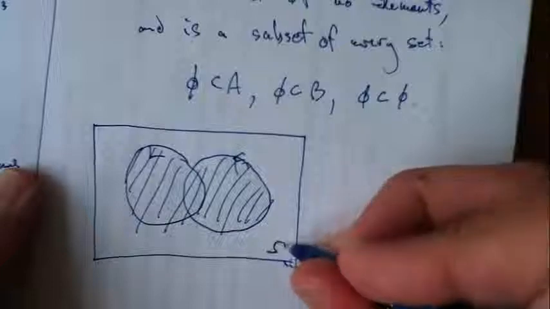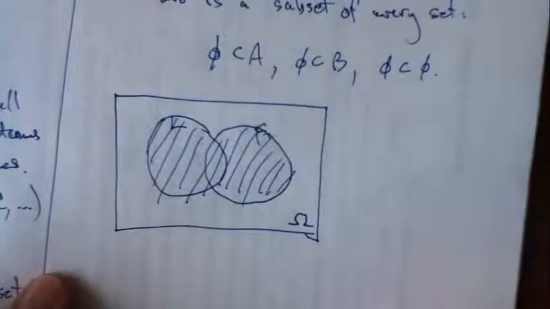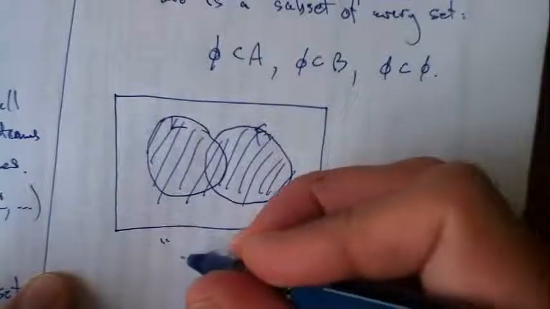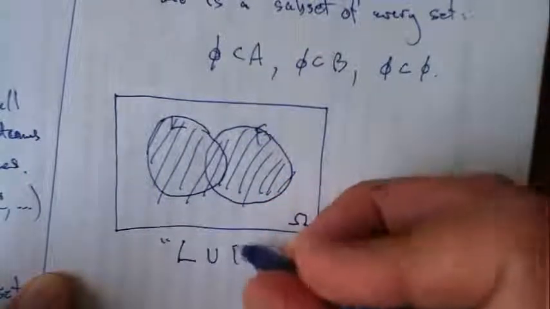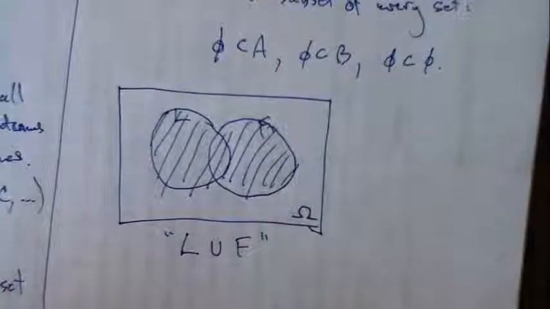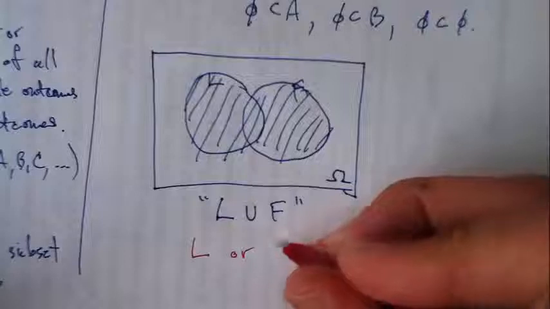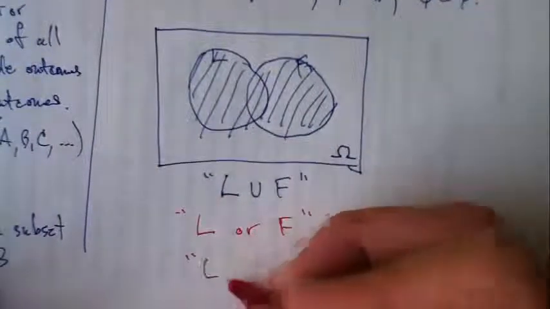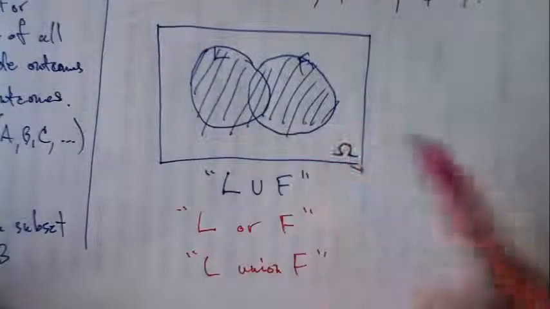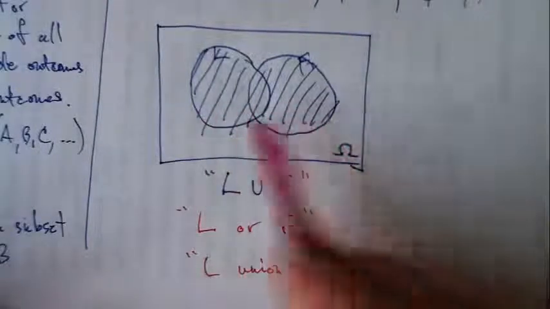So again, this whole space in here is omega. Sometimes we'll put an omega down there just to remind us of that. So this is the event L union F. Okay. This is the union symbol. You read this as L or F, or you could read it as L union F. It's everything that is either in L or F or both. Okay? It's everything that is in L or F or both. Okay?